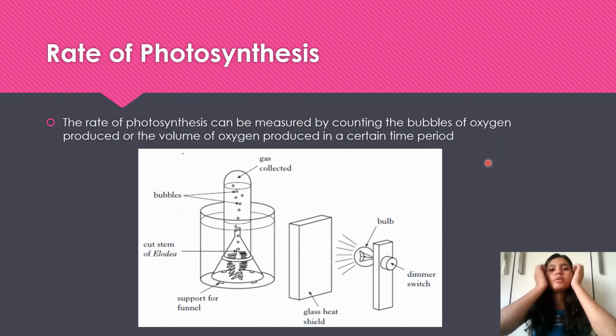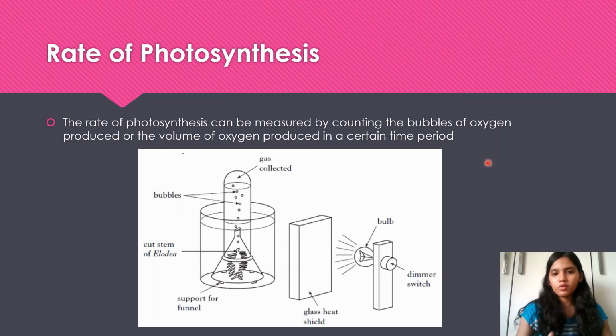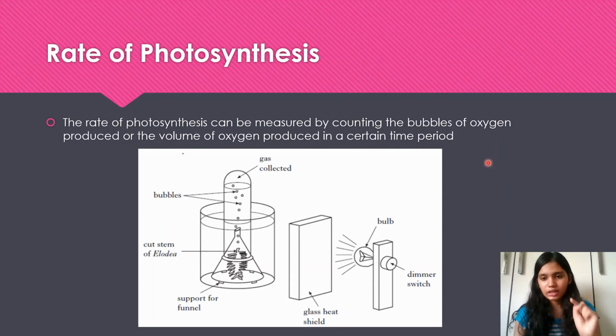Okay, now we're going to go on to the next concept, the rate of photosynthesis. The rate of photosynthesis can be measured by counting the bubbles of oxygen produced or the volume of oxygen produced. You can count the bubbles of oxygen manually, or you can measure the volume by using a gas syringe and delivery tube, which is a lot more work. But yeah, let's look at the bubble method right now.